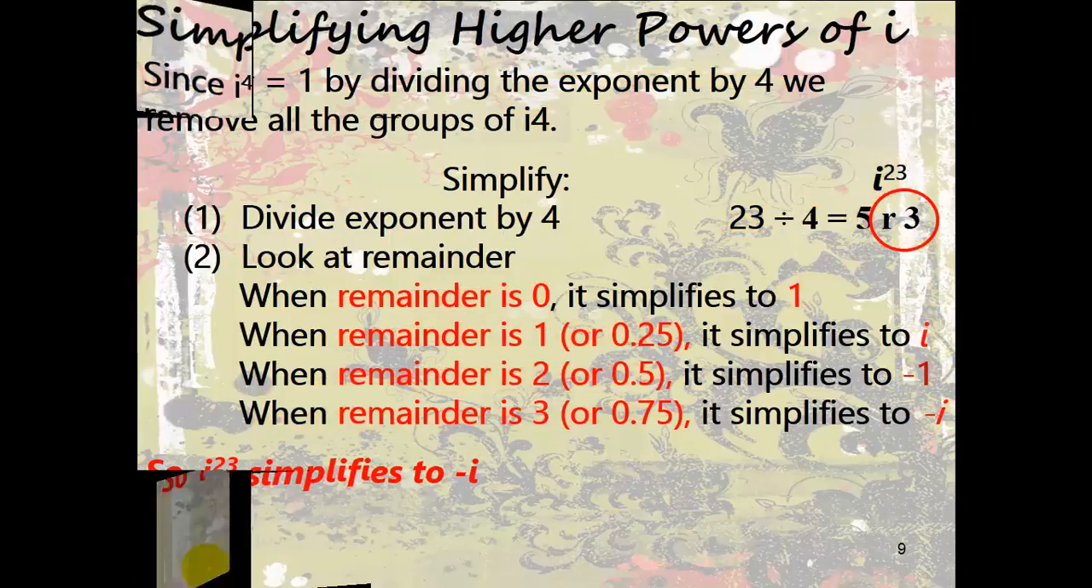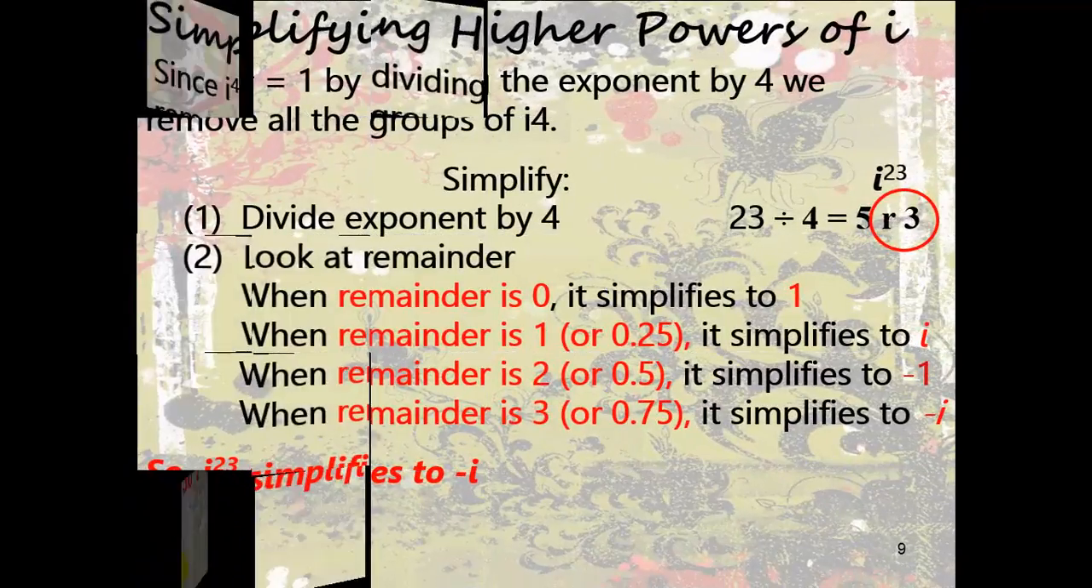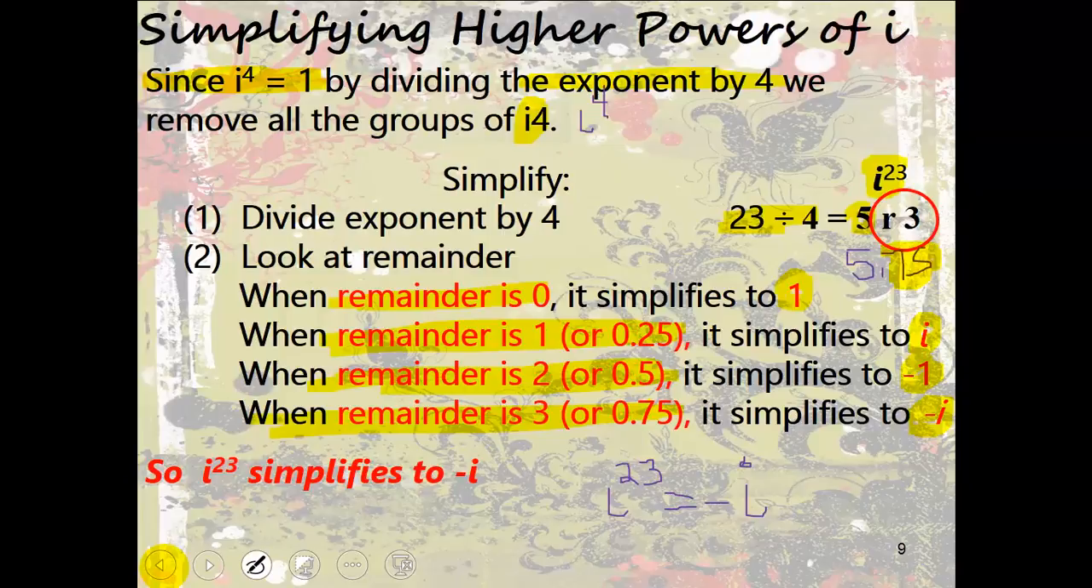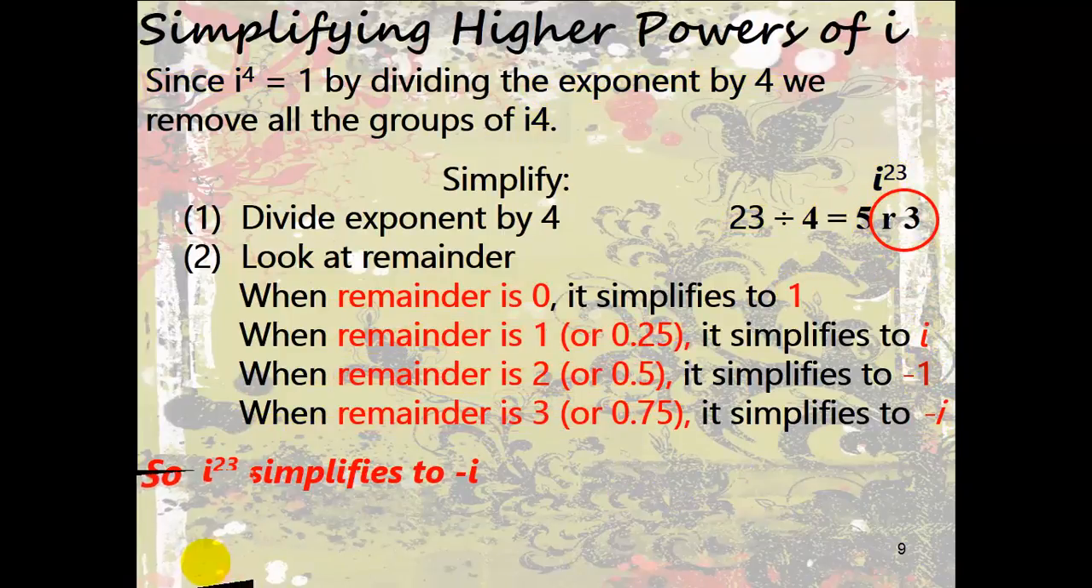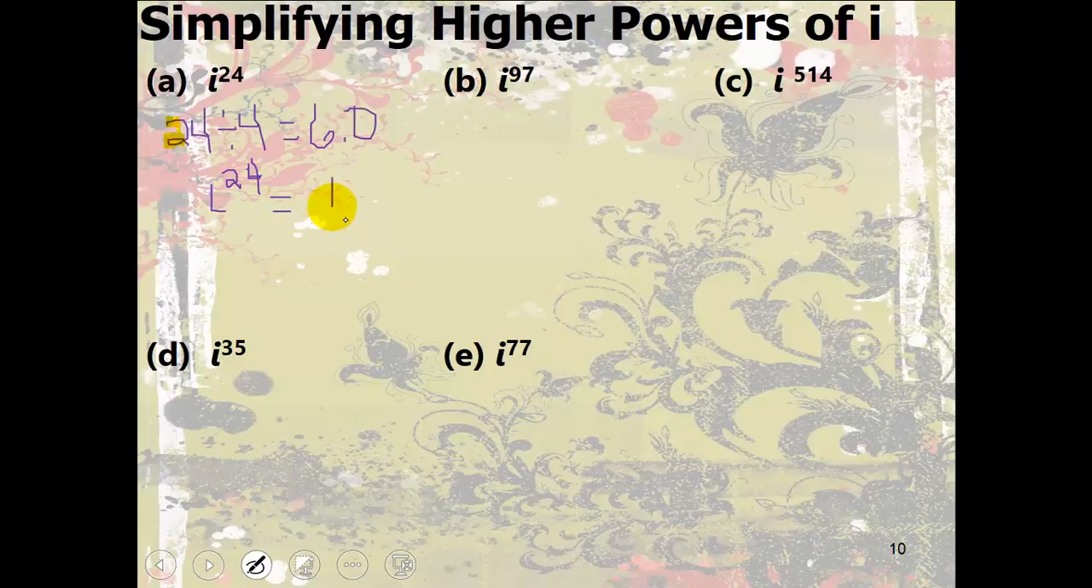Okay, so let's do some of these. It's a lot easier once you do them. All right, so we're going to take 24 and we're going to divide by 4. Well, that's 6 with a remainder of 0, right? So a remainder of 0 simplifies to a value of 1. So i to the 24th is equal to 1.